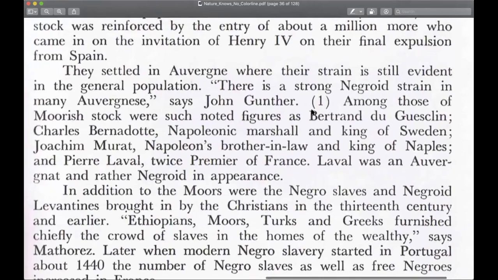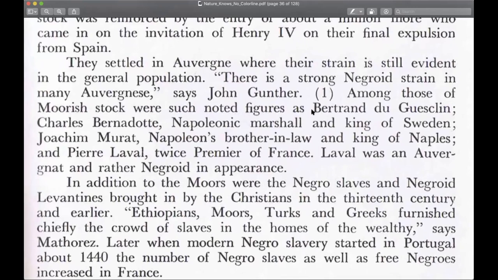Many Aquitanians, says John Gunther, among those of Moorish stock were such noted figures as Bertrand du Guesclin, Charles Bernadotte, Napoleonic Marshal and King of Sweden, Joachim Murat, Napoleon's brother-in-law and King of Naples, and Pierre Laval, twice Premier of France. Laval was an Auvergnat and rather Negroid in appearance. You see, all these Negro, wealthy, royal, noble Europeans.